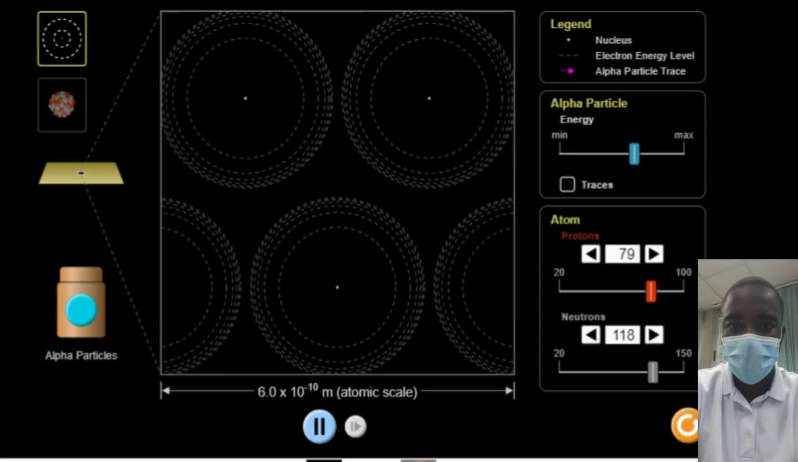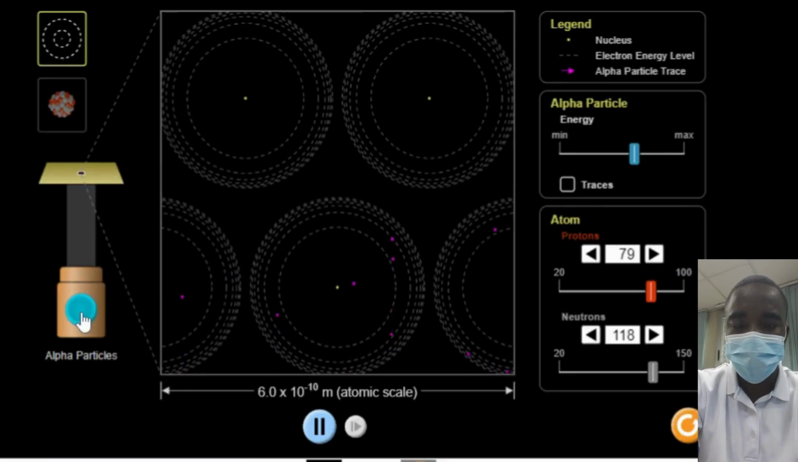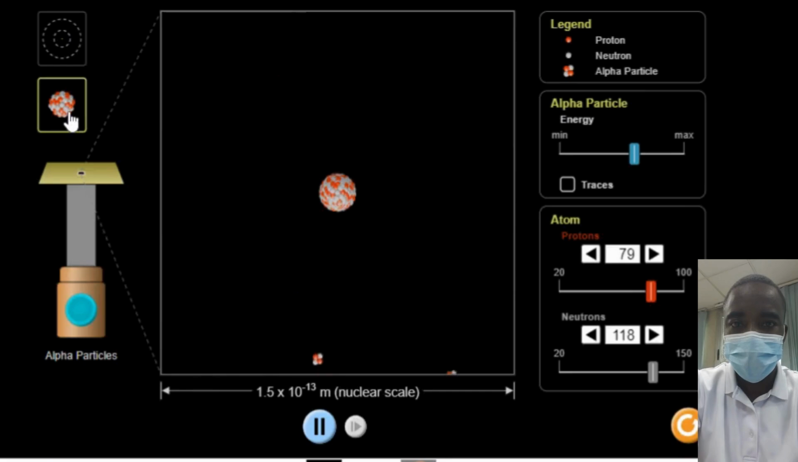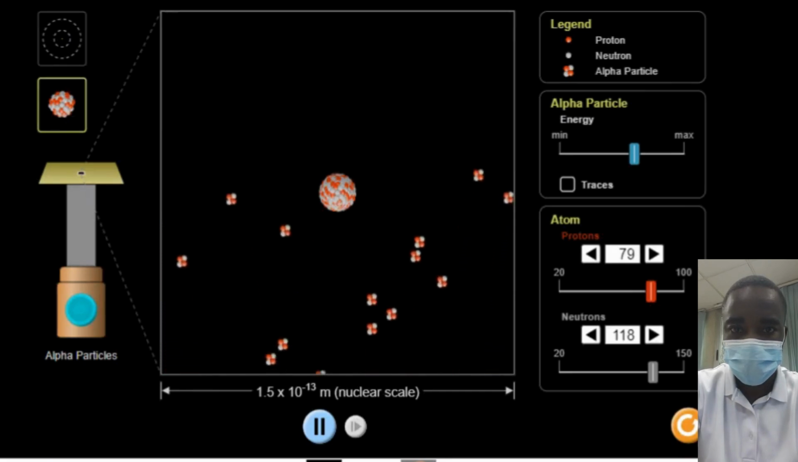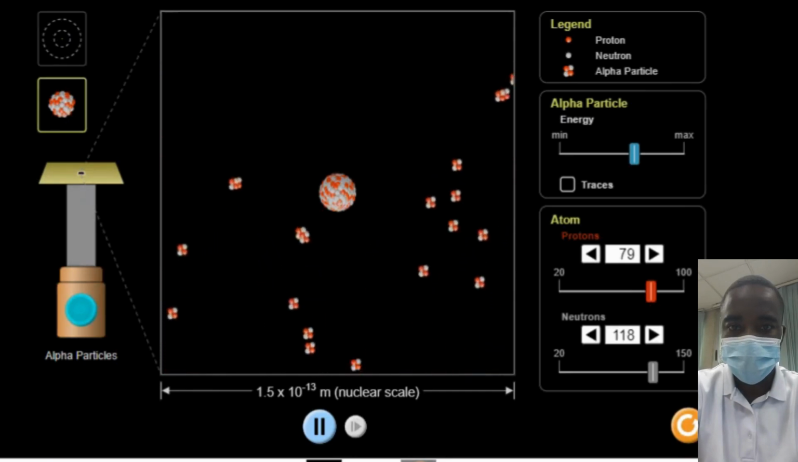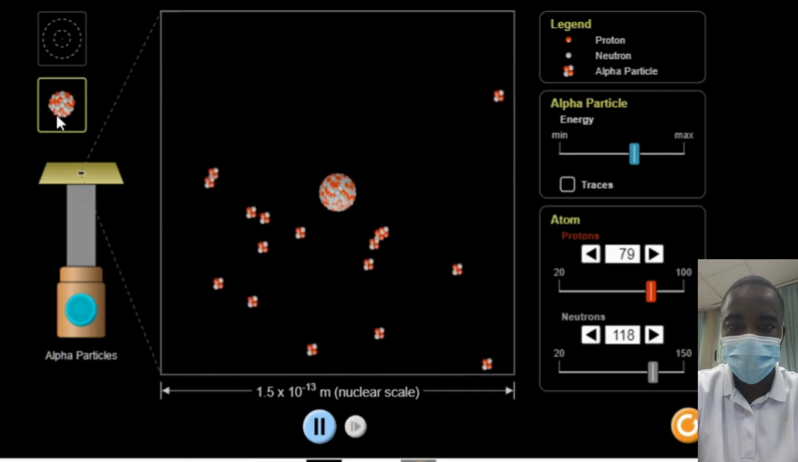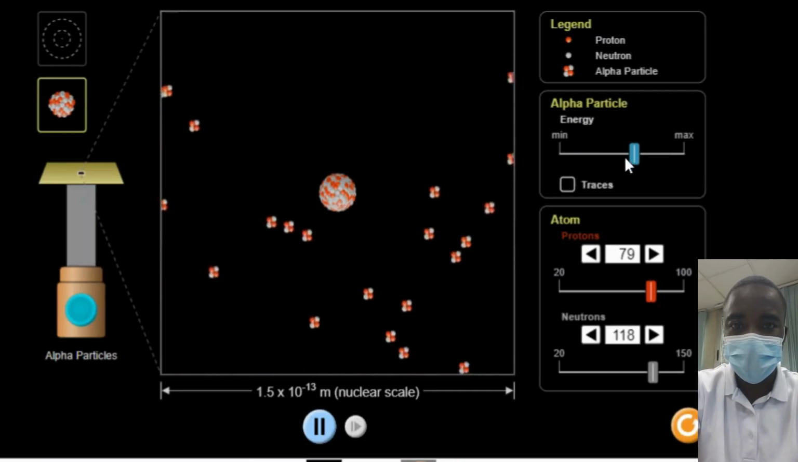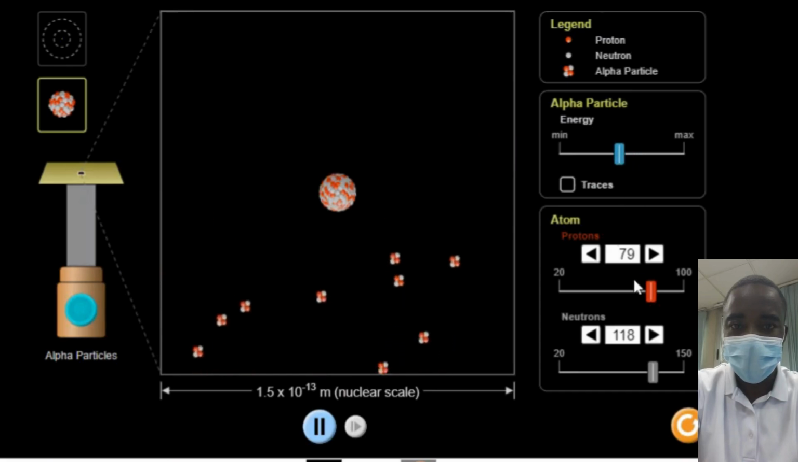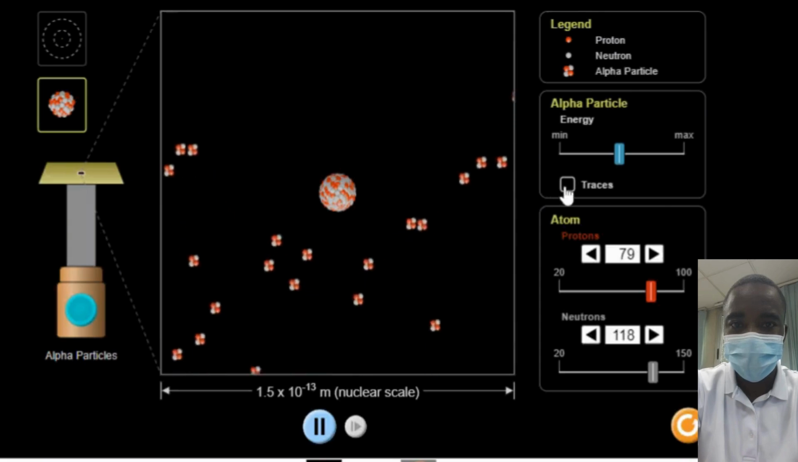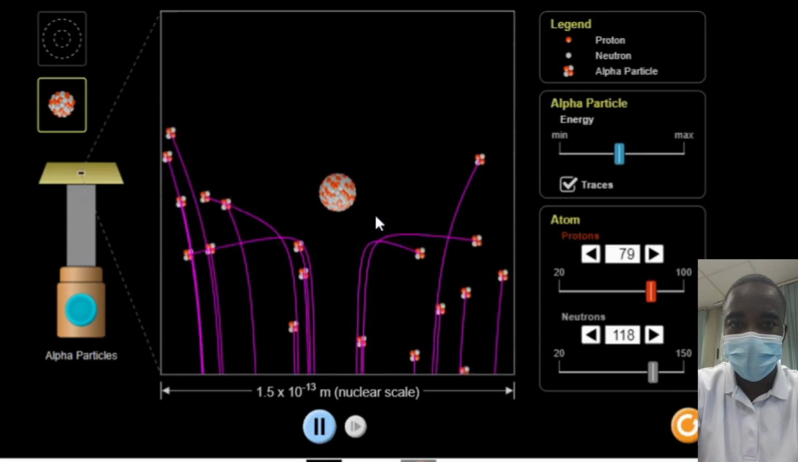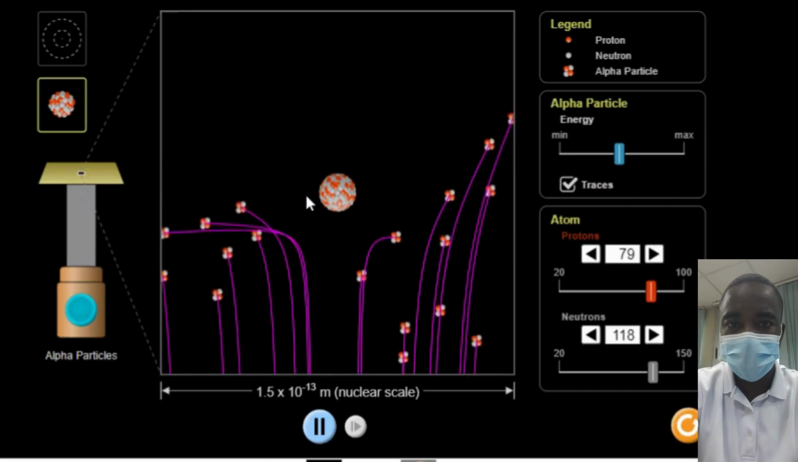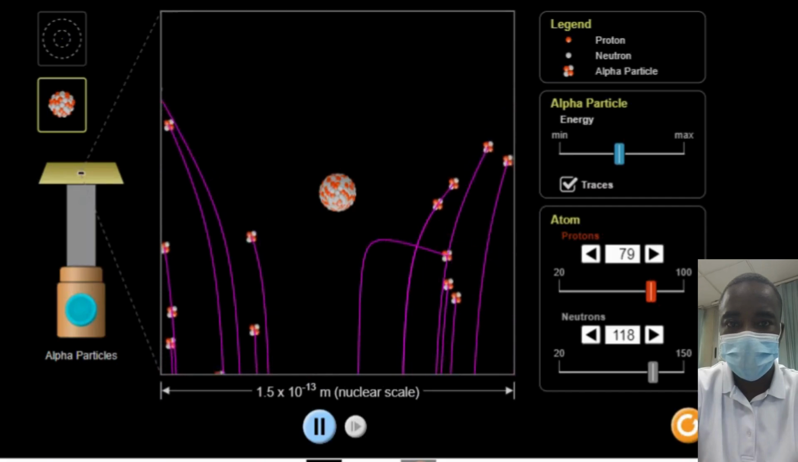The Rutherford Scattering simulation is an interactive educational tool designed to help students understand the behavior of alpha particles as they travel through a thin layer of atoms. This simulation allows students to explore the fundamental principles of atomic structure and the groundbreaking experiments conducted by Ernest Rutherford. By providing a visual and hands-on approach, the simulation enhances students' understanding of the Rutherford model of the atom and the limitations of the plum pudding model.